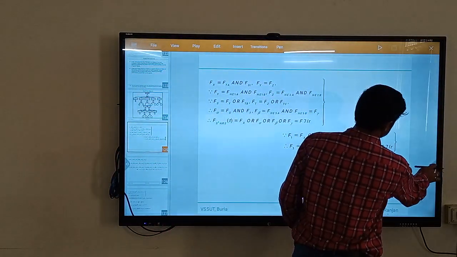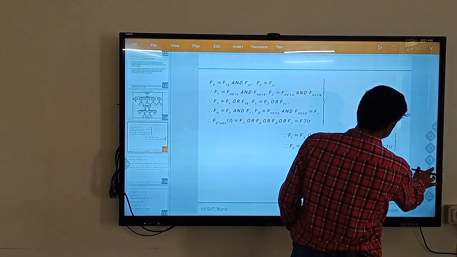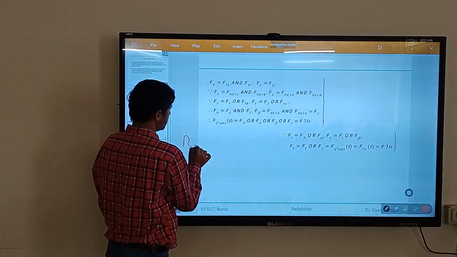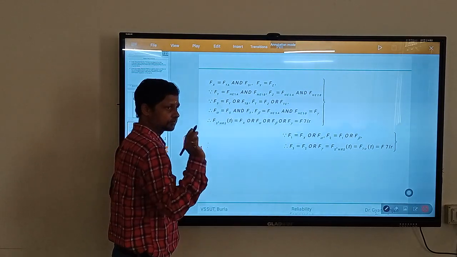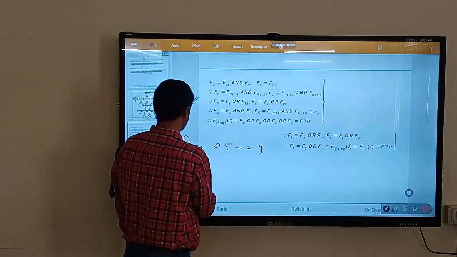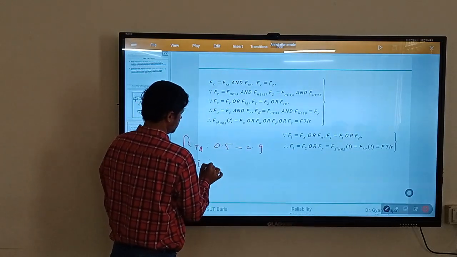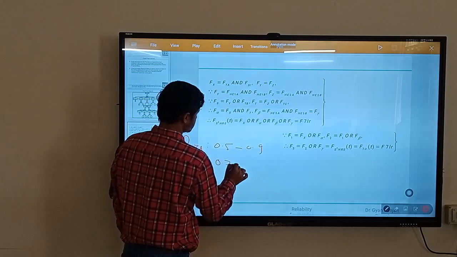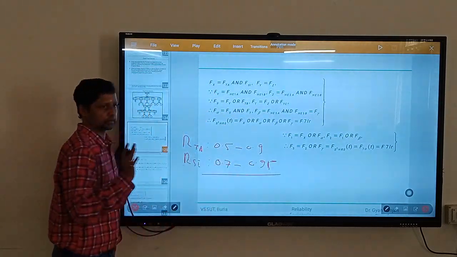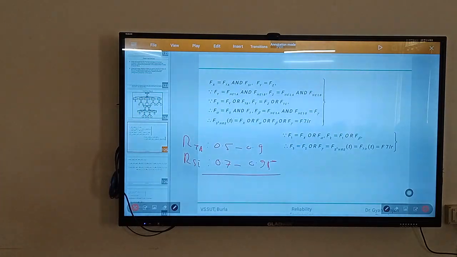Confusion? Any doubt? Say RTA, let's say it is varying from 0.5 to 0.9, and RSI is varying, let's say, 0.7 to 0.95. For example, okay? If it is so, then what is F?